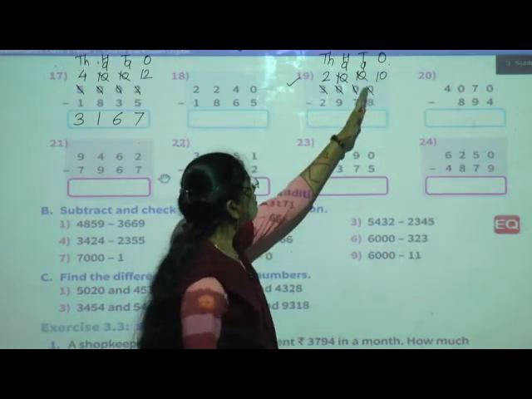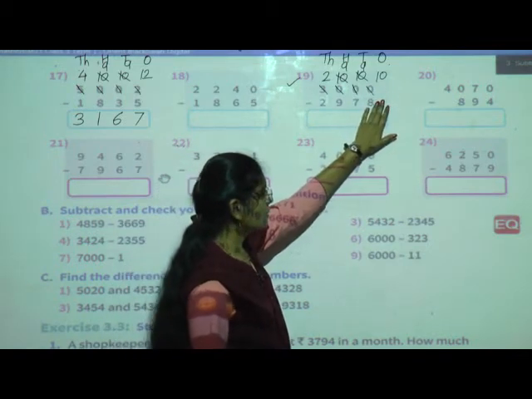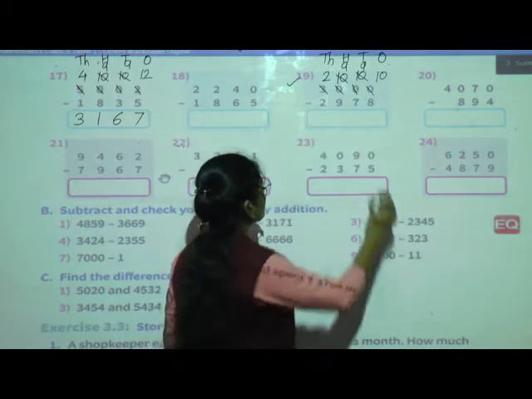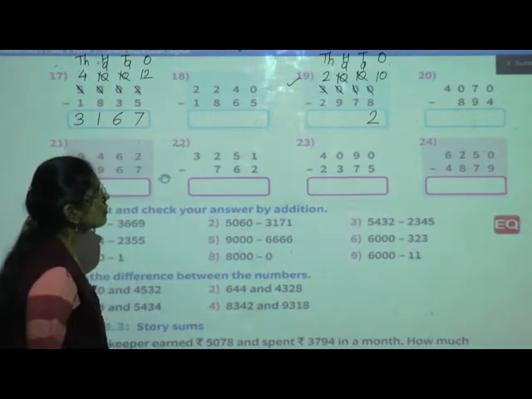Now do the subtraction. See the ones place. 10 minus 8. After 8 count fingers till 10. 9, 10. So 10 minus 8 is equal to 2. So write 2 at ones place.